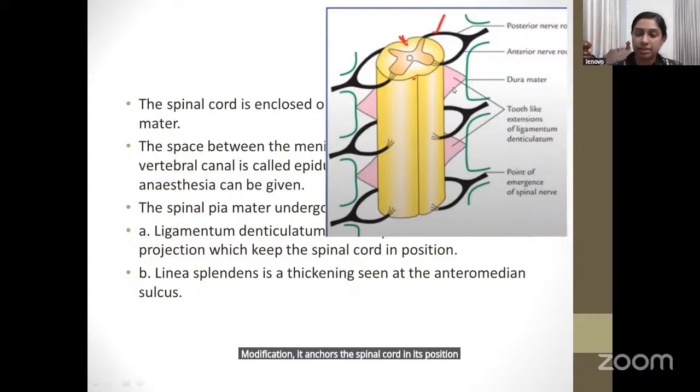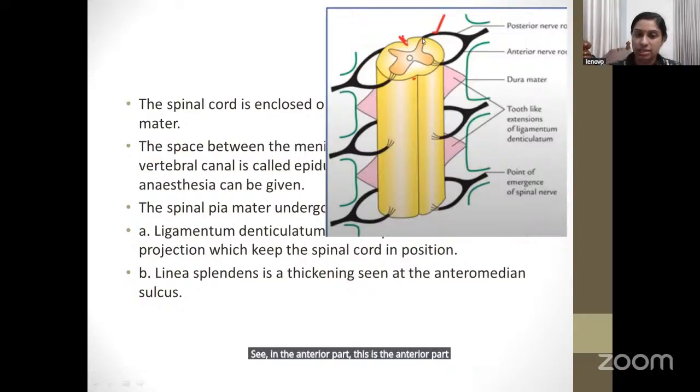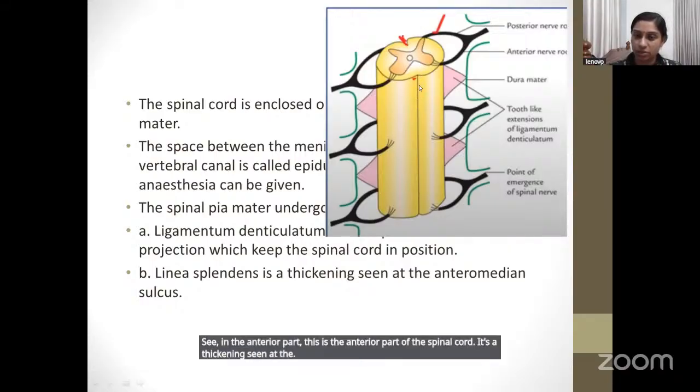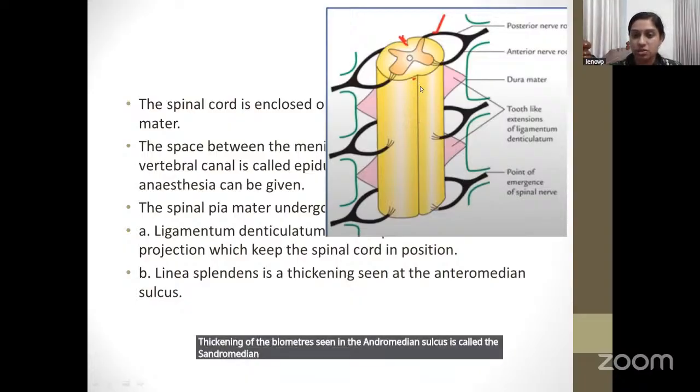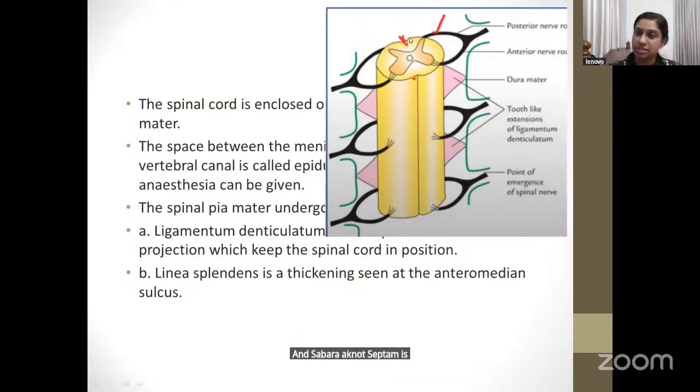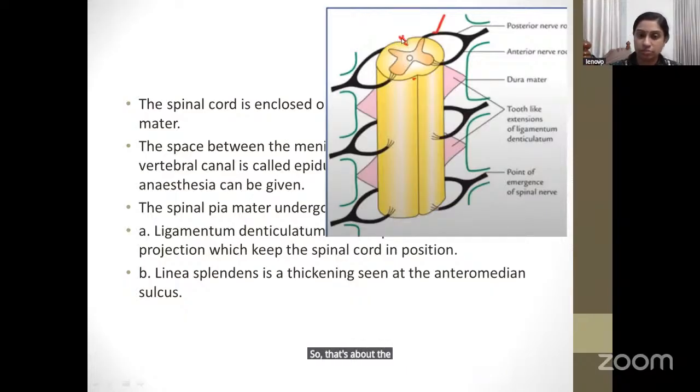Okay. And another one is the linea splendens, which is seen in the anterior part. This is the anterior part of the spinal cord. The thickening of the pia mater seen in the anteromedian sulcus is called the linea splendens. This is the anteromedian sulcus. And the subarachnoid septum is another modification that is seen in the posterior part. Okay, so that's about the meningeal layers.